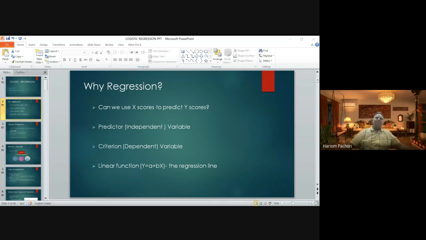So regression can be used to predict Y scores from X scores. The predictors are also known as independent variables, and the criterion is known as the dependent variable. The linear function is y equals a plus bx. This is the simple equation of a straight line.